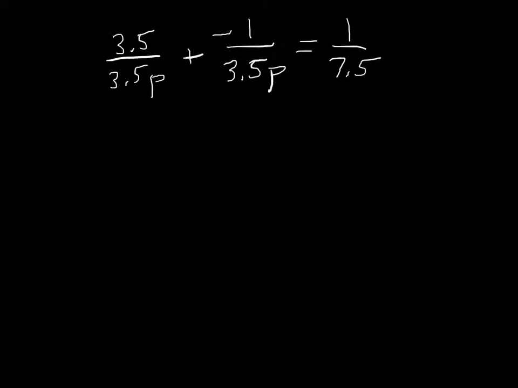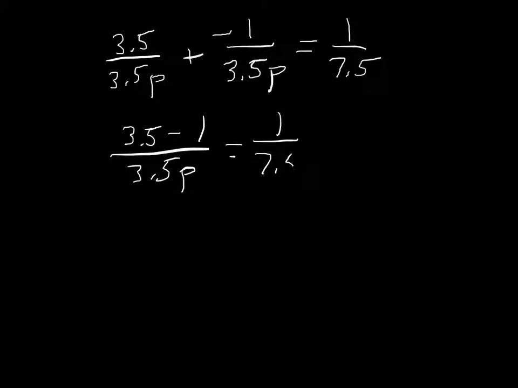So here's the equation that I have to solve. I notice that I have a common denominator now, so I can combine these two numerators. So let me do that. And I get 3.5 minus 1 all over 3.5p. I'm combining these fractions that have a common denominator, and that's going to be equal to 1 over 7.5. Now I can add my numerators, and I get 2.5, which is just 3.5 minus 1, and that's still going to be divided by my denominator, so 2.5 over 3.5 times p is equal to 1 divided by 7.5.